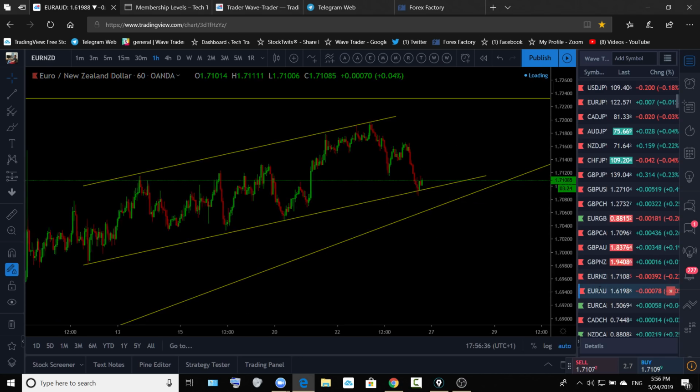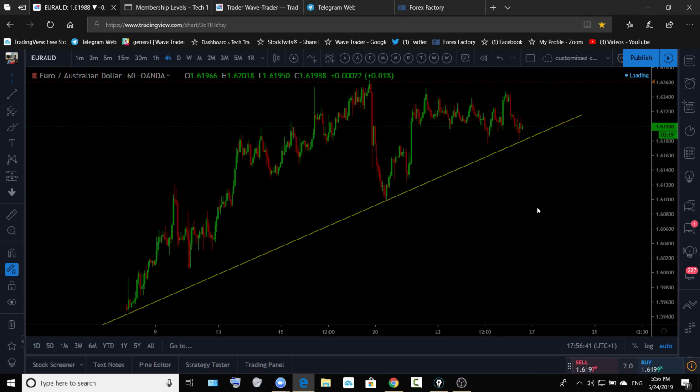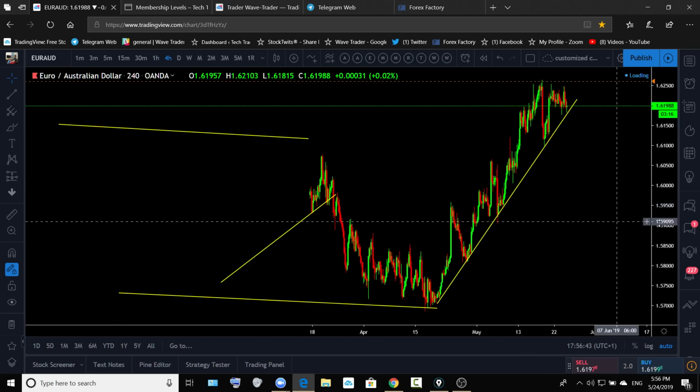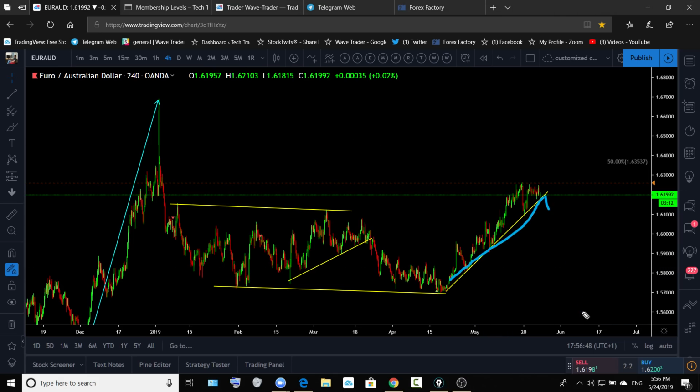Similar analysis on the Euro Australian dollar. I hope you guys understand, I've spoken a lot about what to do. We are looking for this trend to break. This break is our direction, but it can push up for one more up move.